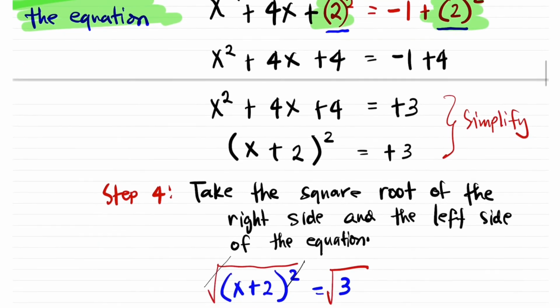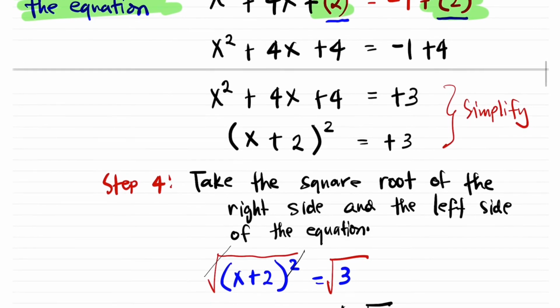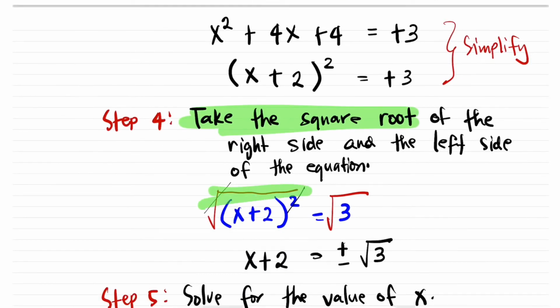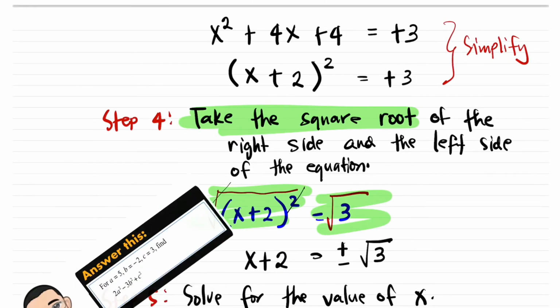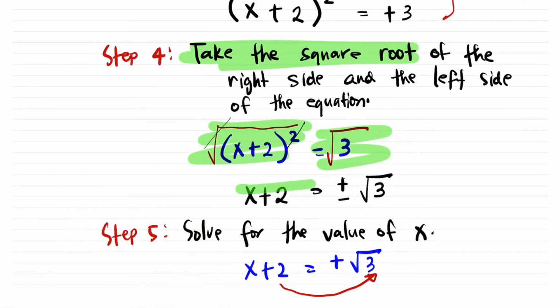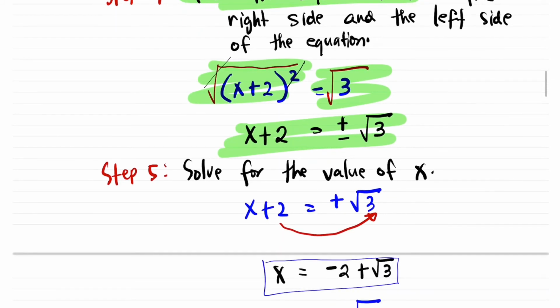Okay? Now we go to step 4. Take the square root. Alright? Step 4, take the square root. So we square root this side here and this side here so that we will be able to eliminate the power of 2. Now we have x plus 2 is equal to positive negative square root of 3. Now we proceed, solve for the value of x.